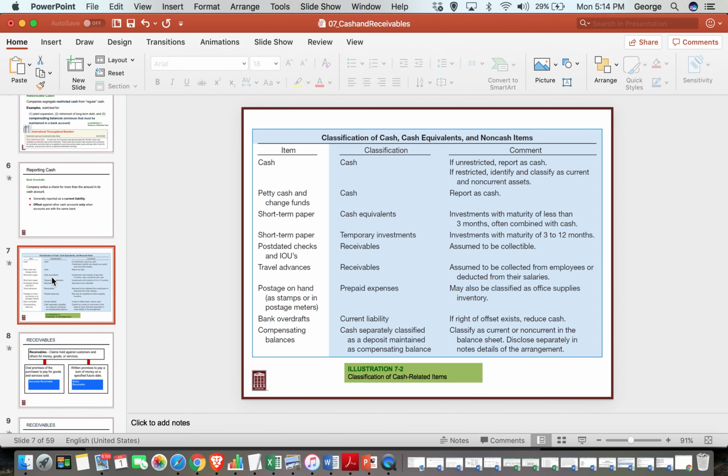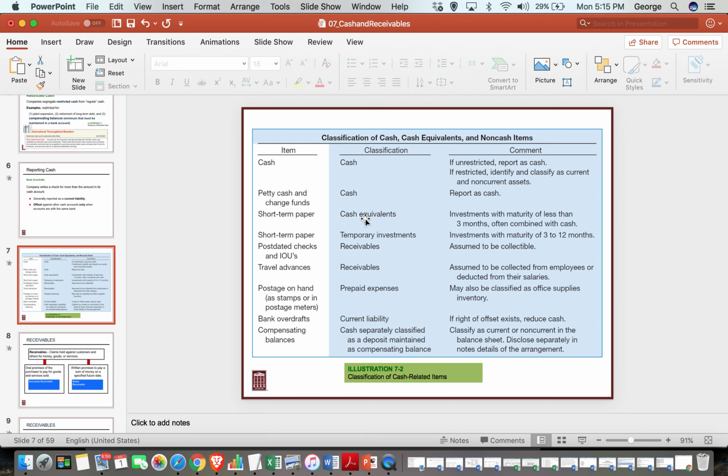All right, this is the classification of cash, cash equivalents, and non-cash items. Cash, of course, is reported as cash. There are some issues on disclosures: if it's unrestricted, we just report it as cash. But if it's restricted, we identify it, and part of it might be non-current because we're not going to use it for over a year. Petty cash is just reported as cash. Short-term paper, we talked about this earlier, like U.S. Treasury bills, would be a cash equivalent. Normally they have a short time to maturity, so there's really little risk involved with that type of instrument.